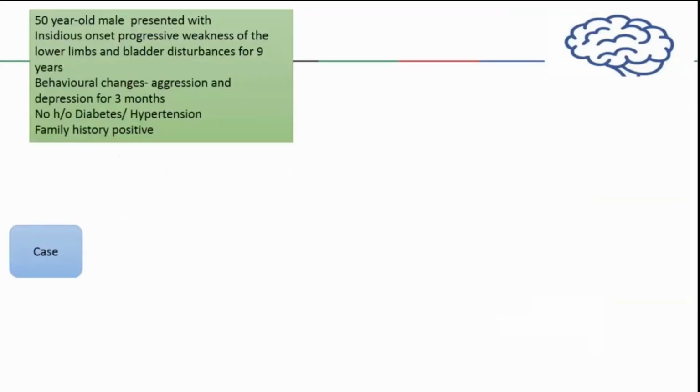Okay, so I have put in some adult cases also here. I'm not sure how many of you are adult clinicians, but now with increasing awareness, we are getting a lot of referrals from our adult neurology and medicine colleagues, and very interesting diagnoses are being made. Now this particular family was referred to us. This was a 50-year-old male who presented with insidious onset progressive weakness of the lower limbs and bladder disturbances for 9 years. Along with that, there were aggression and behavioral issues, and otherwise no other cause could be found, and there was no positive family history.